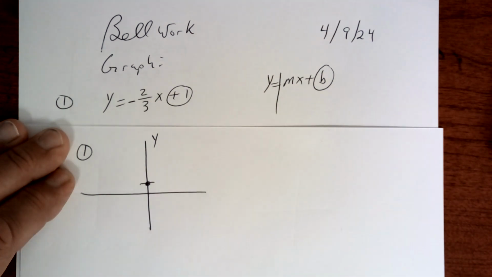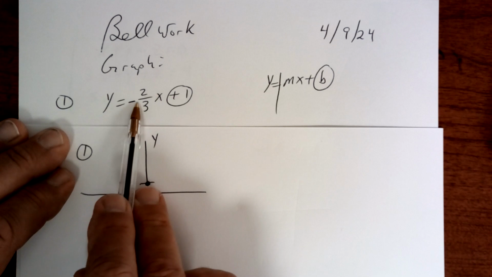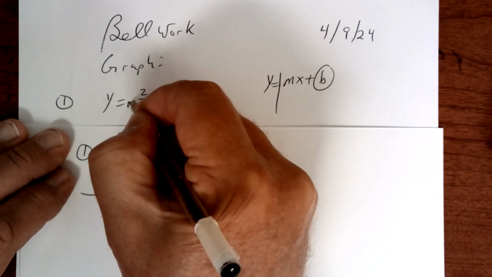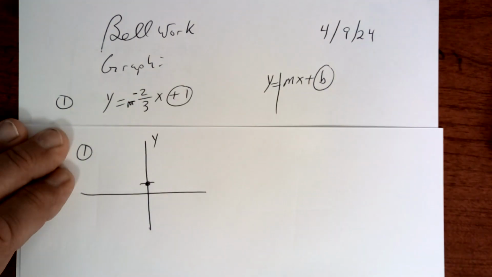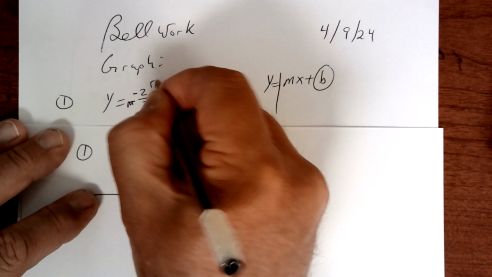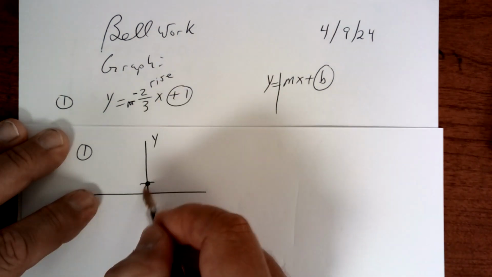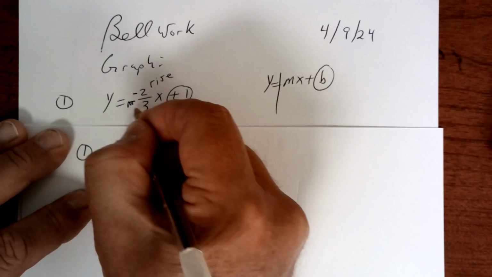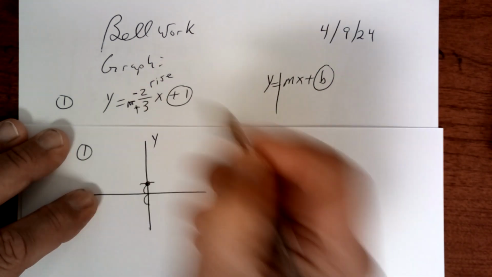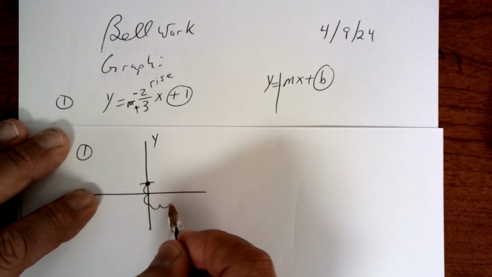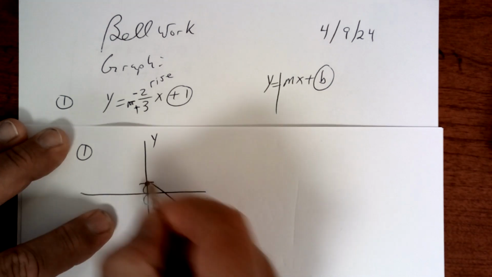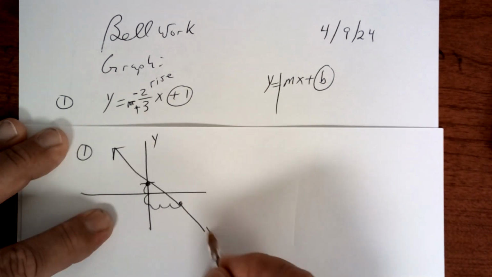Now you see how the negative is in the middle? Put it at the top. So it's rise, only in this case, we're going down 2, because it's a negative. So go down 2, and this is a positive, so you're going to go in the positive direction 3 places. And that line looks like that. There it is.